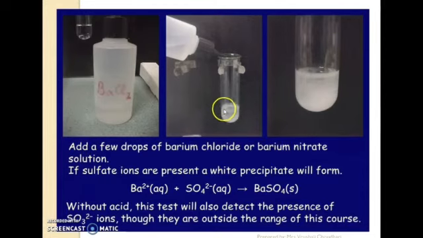We are taking the sample solution here. We are adding barium chloride. When we add barium chloride, we observe that the solution becomes completely white. The white precipitate is formed. So we will say that SO4 2- is present.